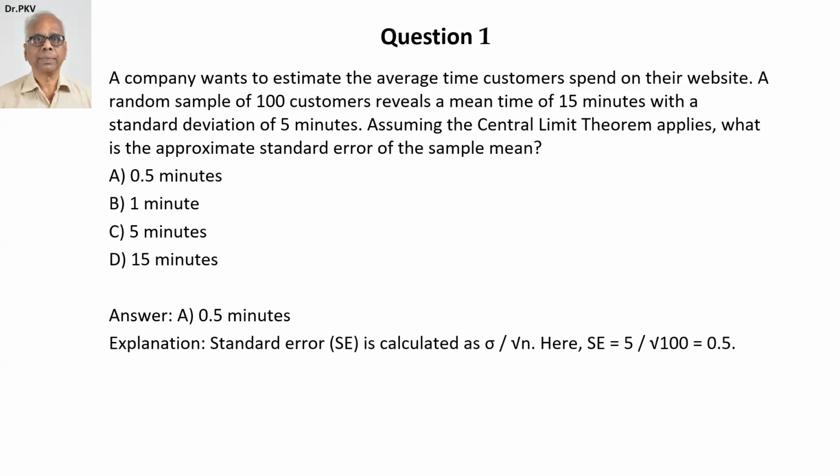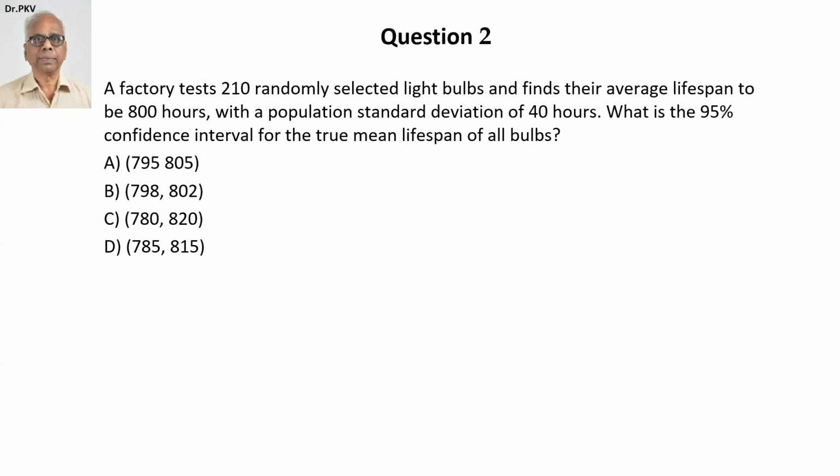Explanation, standard error is computed as sigma divided by root n. Here, the standard error is equal to 5 divided by root 100. The population standard deviation is given as 5 minutes, or we assume that because the sample size is large, and therefore 5 divided by root 100 is 0.5, and hence choice A is the right one.